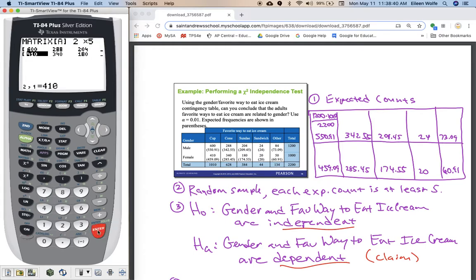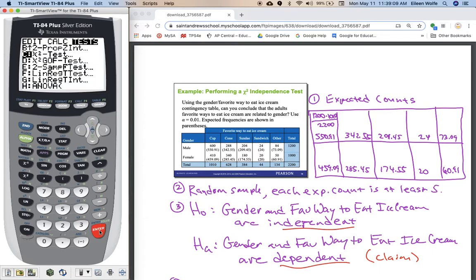Press enter. Notice the calculator brings you to the left of row 2, where you type the 410, the 340, the 180, the 20, and the 50. So once all 10 observed counts from the rows and columns of the contingency table are in a matrix called A, you return to the Step button, go to the Test menu, go up to letter C. Once you're there, you run chi-square test.